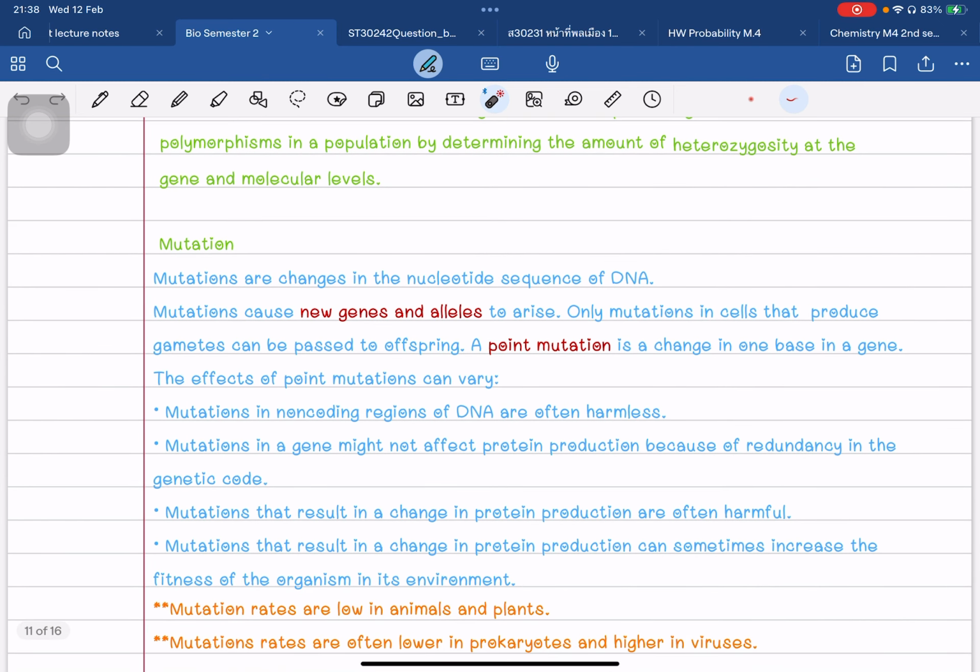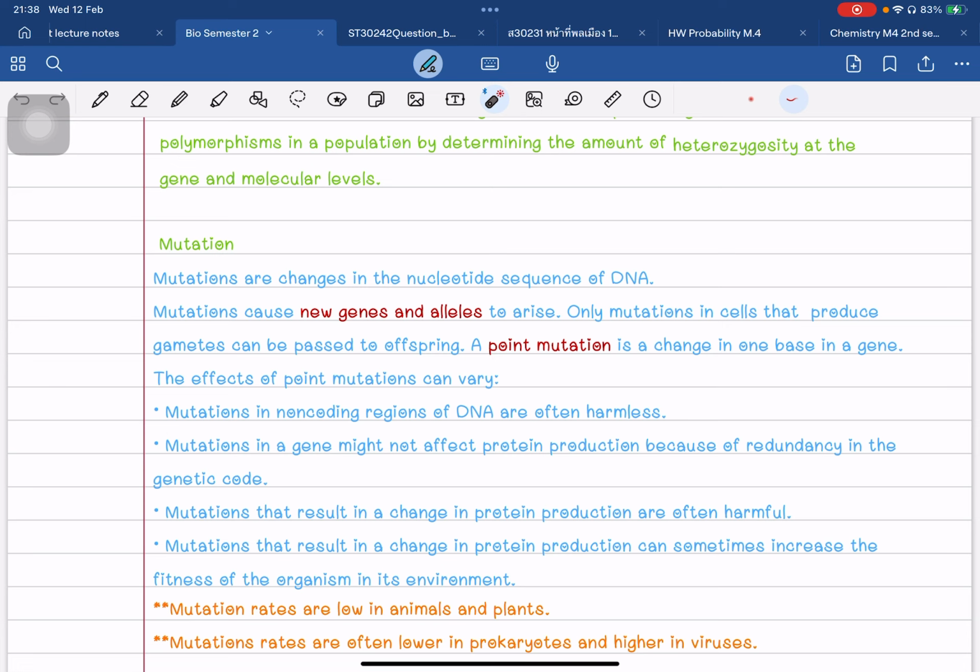Mutations. Mutations are changes in the nucleotide sequence of DNA. Mutations cause new genes and alleles to arise. Only mutations in cells that produce gametes can be passed to offspring. A point mutation is a change in one base in a gene. The effect of point mutations can vary.